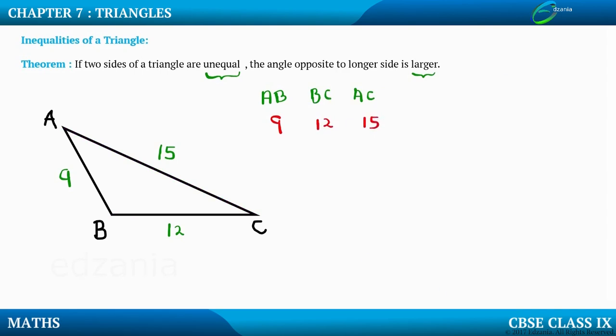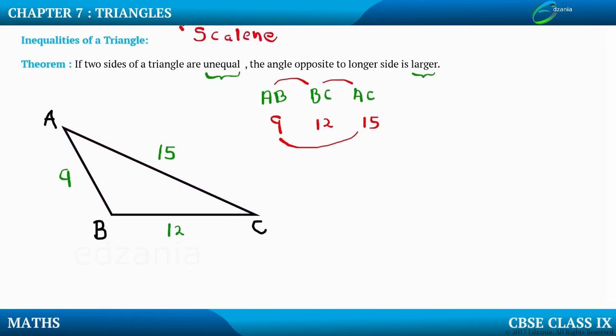So which is the longest side amongst these three? First of all, they say if two sides of a triangle are unequal. So if I compare AB and BC, can I say they are unequal? Yes, they are unequal because one is 9, other is 12. Then if I compare BC and AC, can I say both of them are unequal? Yes, BC and AC are again unequal because they are 12 and 15. And again if I compare AB and AC, can I say they are unequal? Yes, again they are unequal because 9 and 15. So if two sides of a triangle are unequal, it indirectly means it is a scalene triangle.